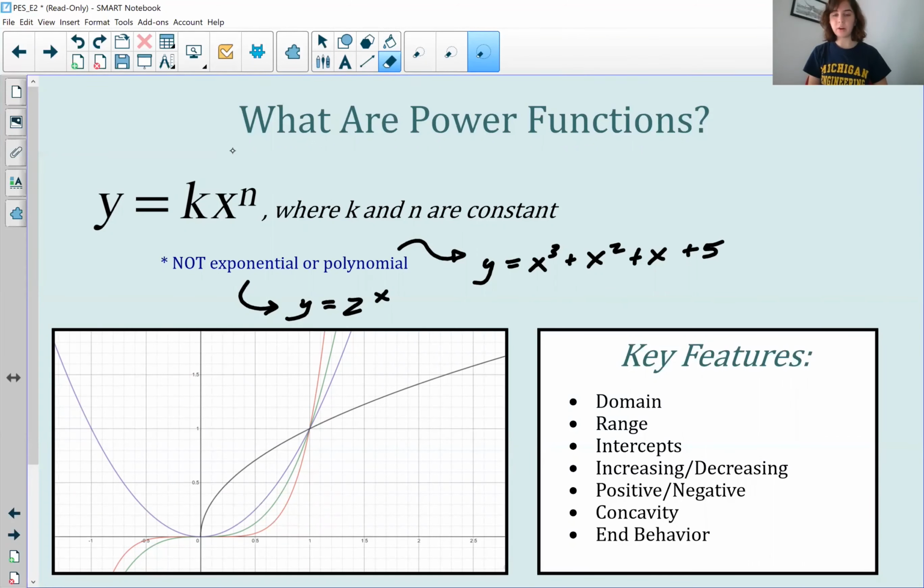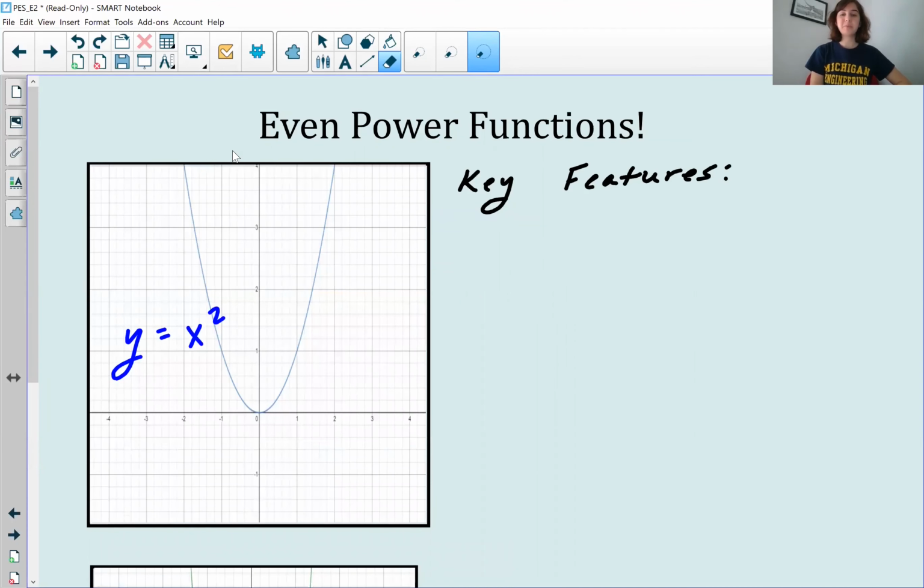I also want to focus on some transformations and key features. So we're looking at domain, range, intercepts, increasing, decreasing, positive, negative, concavity, and end behavior. Some of those terms you might be familiar with, and some of them you might not know, but I'm going to try to go over all of them. So let's look at an example. y equals x squared, probably one of the first power functions that you learned without even knowing that it was a power function. And so let's go through all these different key features.